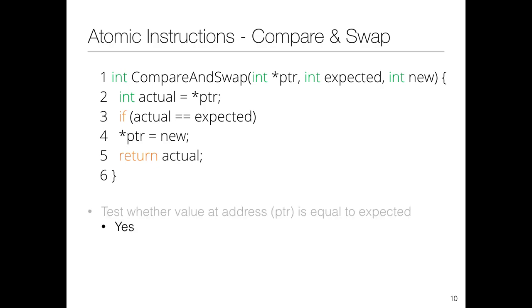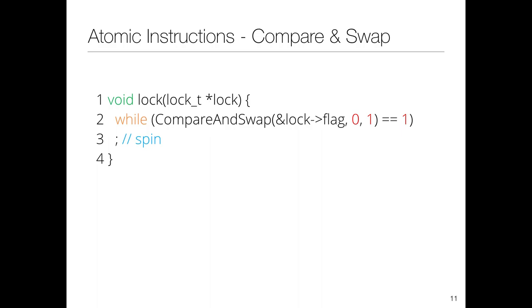So again, we have to. Yeah, so that's exactly what we need to do. Compare, swap, lock, flag, 0 and 1. If the earlier value was 0, we set the new value to 1. And if the earlier value was 0, this will move out of the while loop. And we won't spin. We'll acquire the lock. Is that clear?